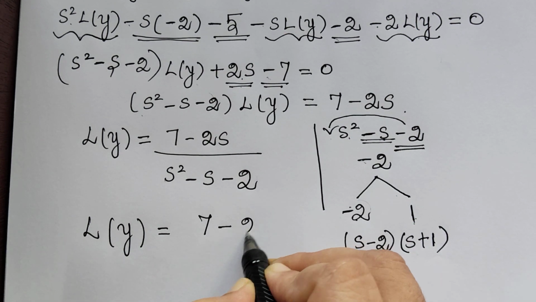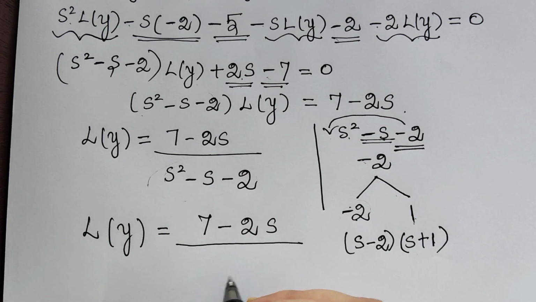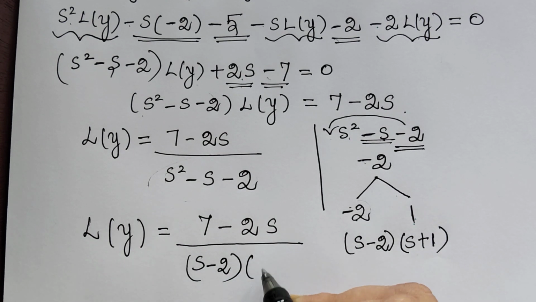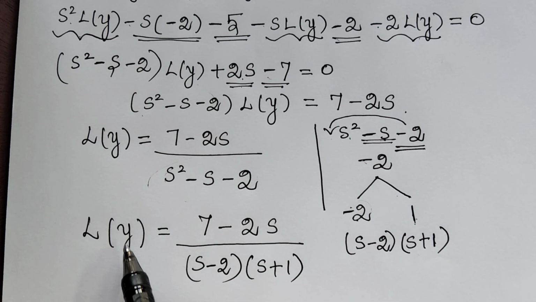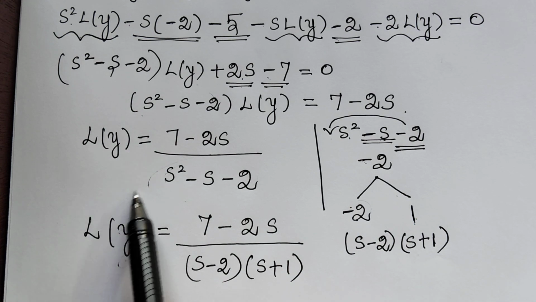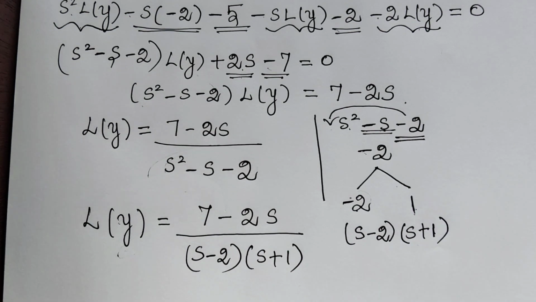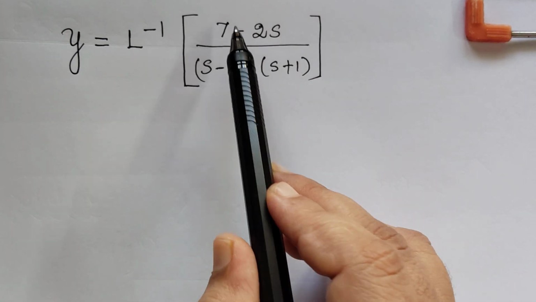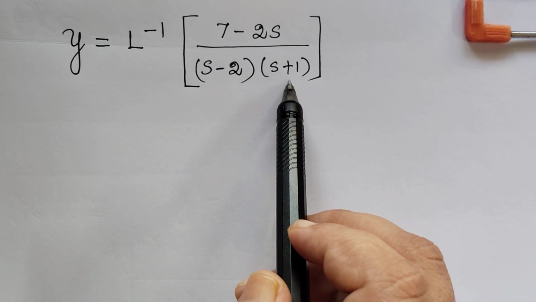So therefore L of y is equal to 7 minus 2s divided by, writing the factors of the denominator, s minus 2 multiplied with s plus 1. We have to find the solution, which is y. So y will be equal to, taking this Laplace transform to the right, it will become the inverse Laplace transform. And so y will be equal to Laplace inverse of 7 minus 2s divided by s minus 2 into s plus 1.